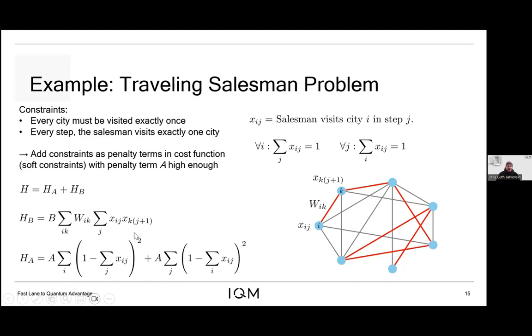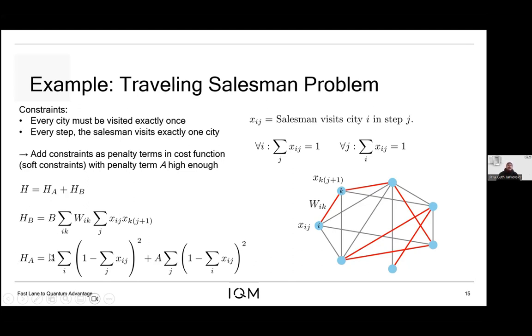This B term is the classical cost function. So it's a sum over all the edges and then over all pairs of vertices, where this is in step j, and this is in the next step, j plus one, ik. If both of these are equal to one, so again, this would be the binary variable, zero or one, then the salesman travels between cities i and k in the jth step. And so then we add this weight. So this would be the sum of the weights, this cost function overall.